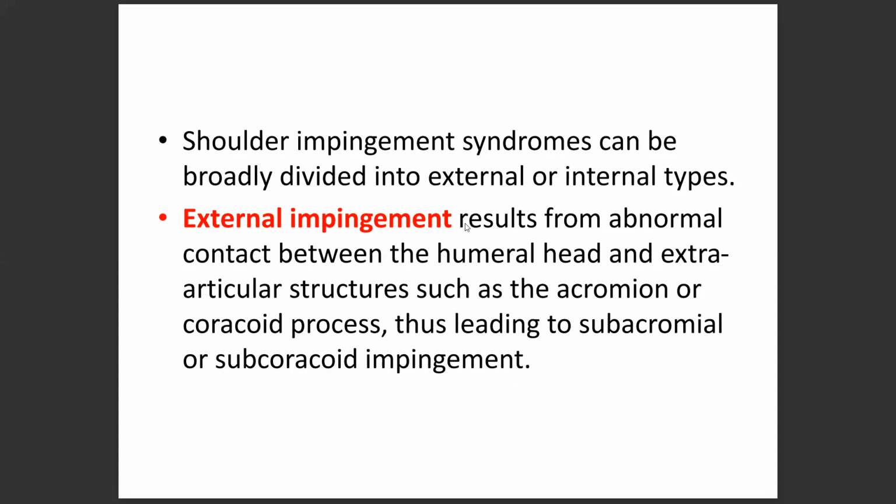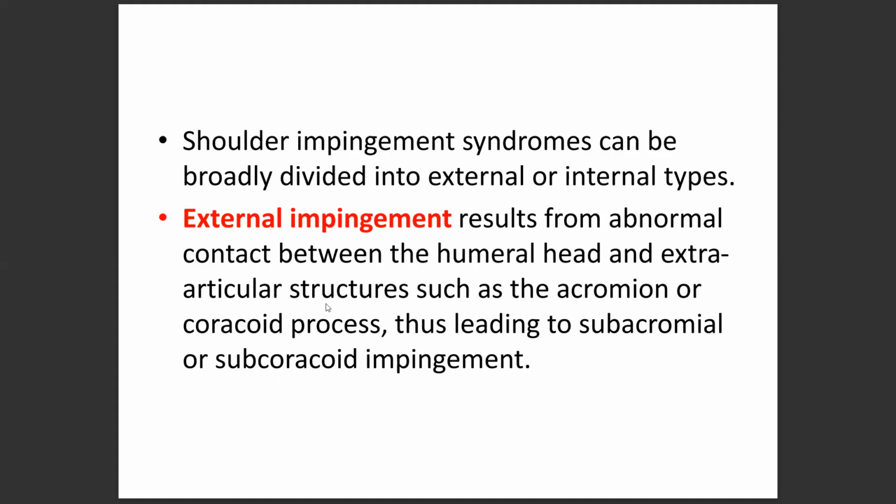Shoulder impingement syndromes can be broadly divided into external and internal type. These external and internal are the broad classification. They have further classification, further examples of the external and internal type. The external impingement results from the abnormal contact between the humeral head and extra-articular structures such as the acromion or the coracoid process, thus leading to the subacromial or subcoracoid impingement.